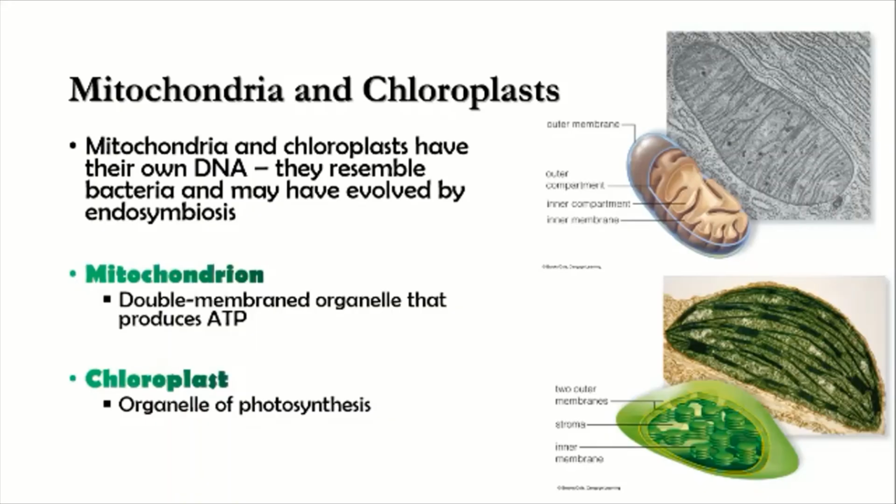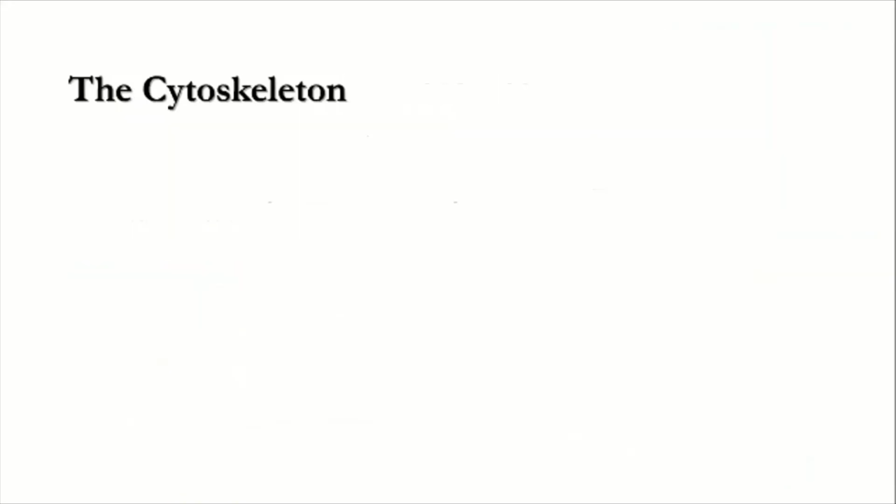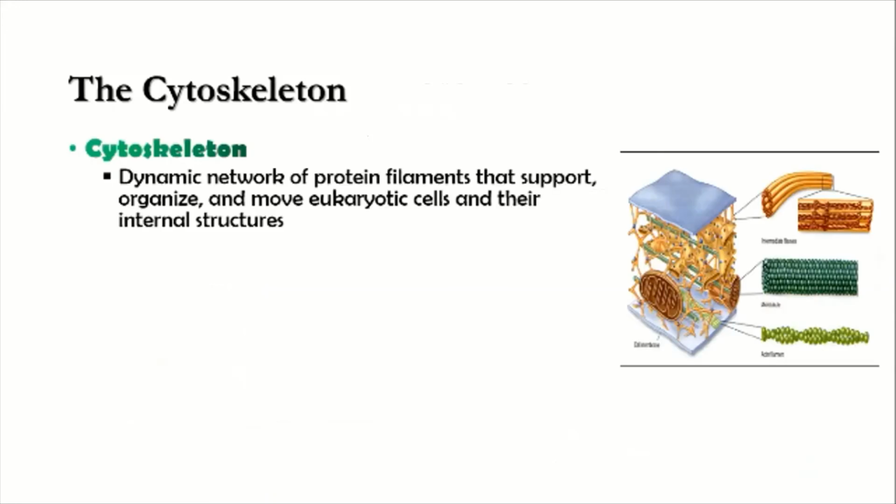Mitochondria and chloroplasts have their own DNA, and it is said that they may have evolved through endosymbiosis. Now let's go to the structures responsible for support and for keeping the shape of the cell. We have the cytoskeleton. The cytoskeleton is a dynamic network of protein filaments that support, organize, and move eukaryotic cells and their internal structures.